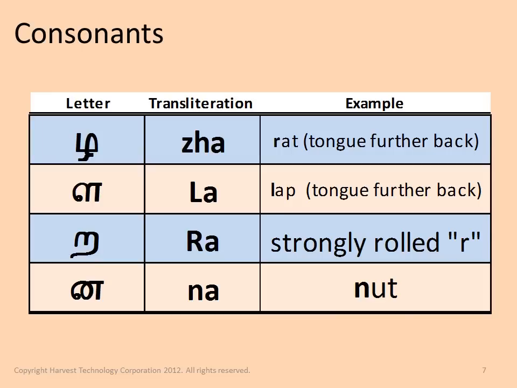The next letter is Na. If you remember, there was a Na before. There's no difference in the pronunciation between these two Nas. There's only a difference in when it's used in writing and reading, which we'll discuss later. But it's pronounced exactly like the N sound in the word nut.